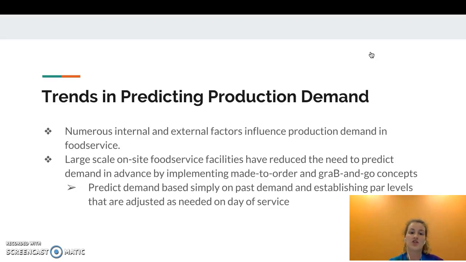Then the trends in predicting production demand. There's so many internal and external factors that influence production demand, such as the weather, the staff, the customers, the season, pretty much all of that. Large-scale on-site food service facilities have reduced the need to predict demand in advance by implementing made-to-order and grab-and-go concepts. They predict demand based simply on past demand and establishing par levels that are adjusted as needed on day of service.